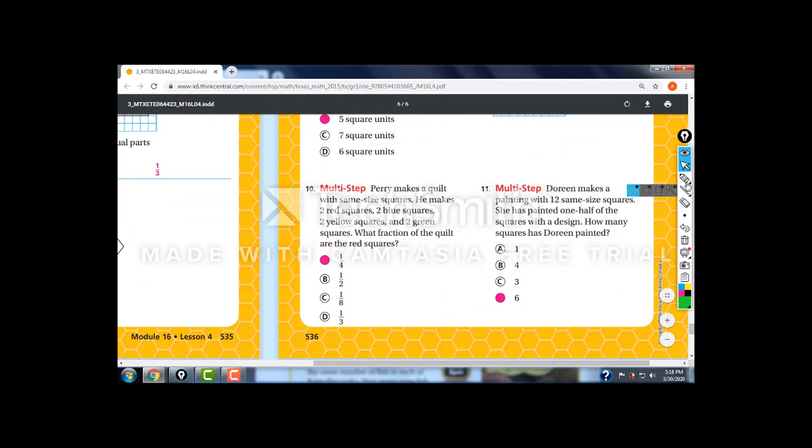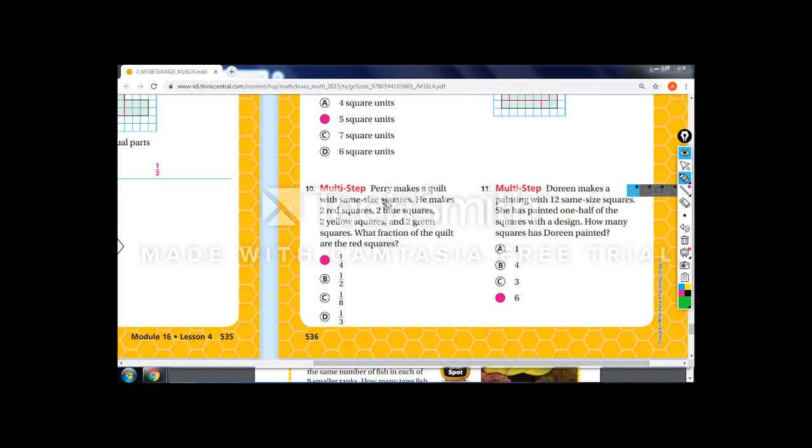Alright, the next one's multi-step here. So Perry makes a quilt with the same size squares. He makes 2 red squares, 2 blue squares, 2 yellow squares, and 2 green squares. So if you add all those together, how many total squares do you have in this quilt? 2, 4, 6, 8. I have 8. How many of the squares are red? Okay, 2.